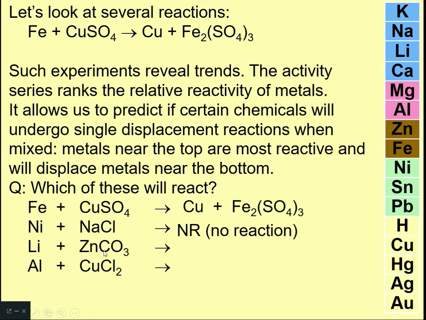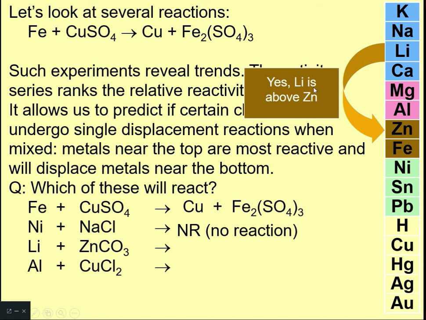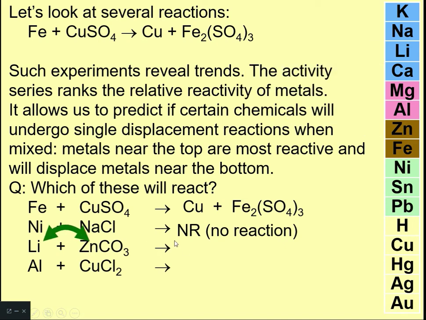Let's look at lithium and zinc carbonate. Well, because lithium is higher on the activity series than zinc, yes, this reaction is going to happen. So we swap the lithium with the zinc, and we get zinc by itself and lithium carbonate. Again, worry about the charges. Lithium is going to be a +1, carbonate is a -2, so the compound is Li2CO3.